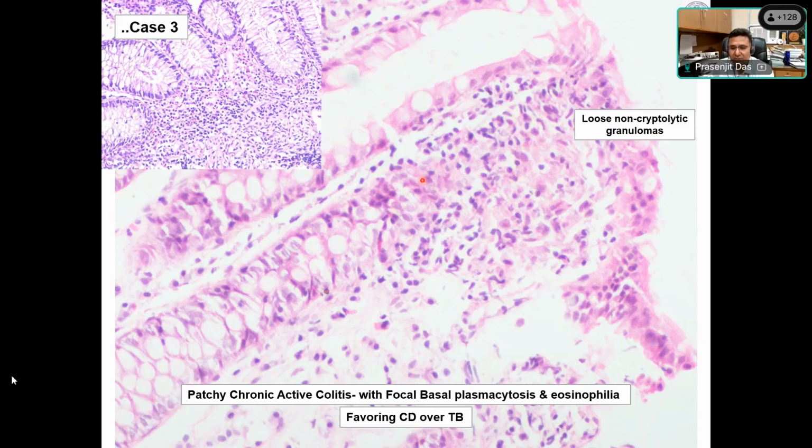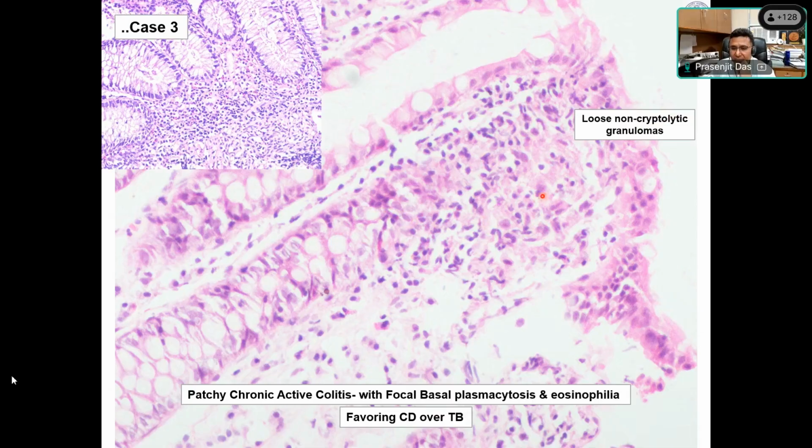Now the point: cryptolytic and non-cryptolytic. What do you understand by that? So here you can see an intact crypt. Can you see, or not? Yes, sir. So in Crohn's disease, the microgranulomas will be always just beside an intact crypt. That's why it is called non-cryptolytic granuloma.